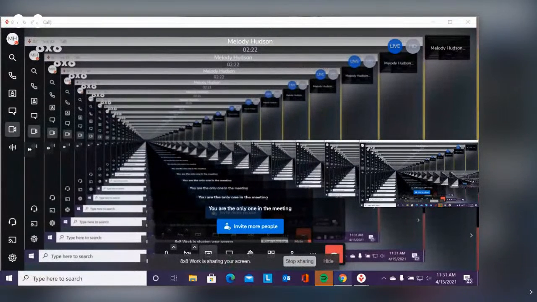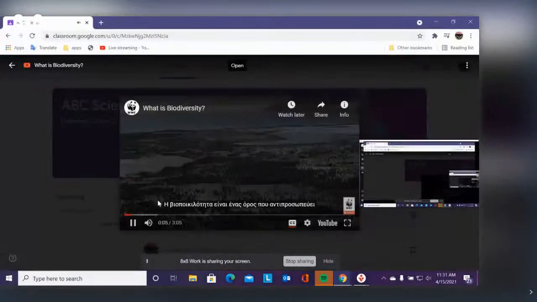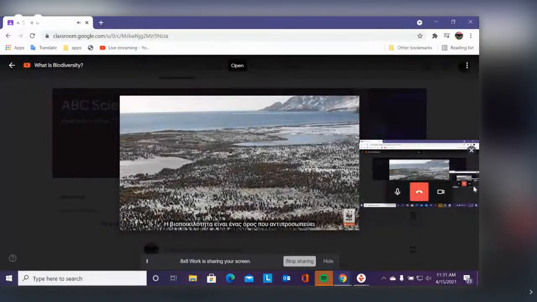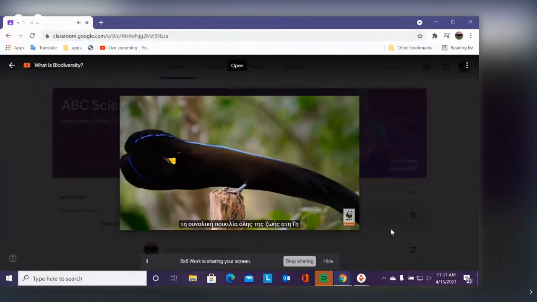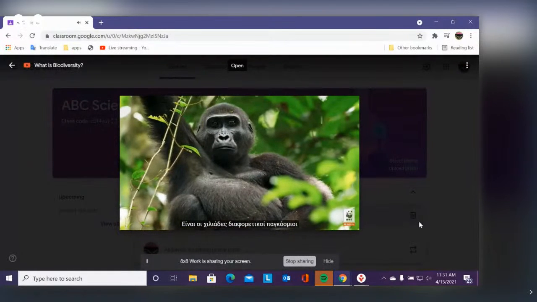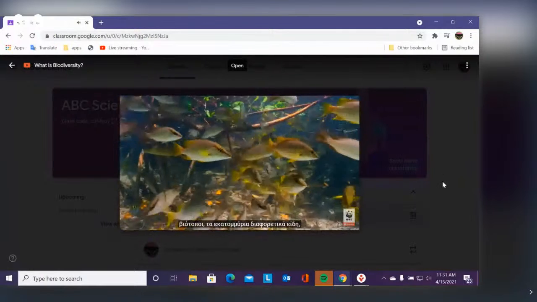And let me move it over here so you can see. Why is it in Russian? That's bizarre.